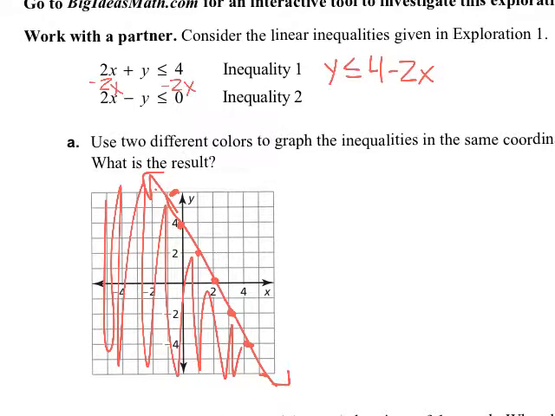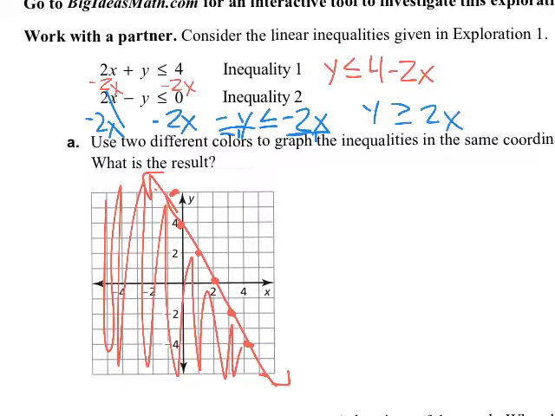Now let's do inequality number 2 with a different color. So I subtract 2x from both sides. Okay, so I have negative y is less than or equal to negative 2x. I have to get y all by itself, so I divide by negative 1. Dividing or multiplying by a negative makes me flip my inequality sign, so I end up with y is greater than or equal to 2x.